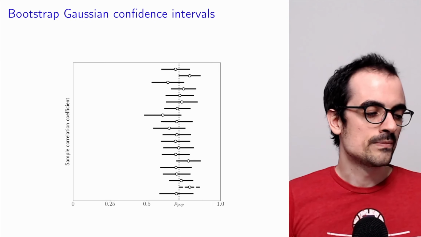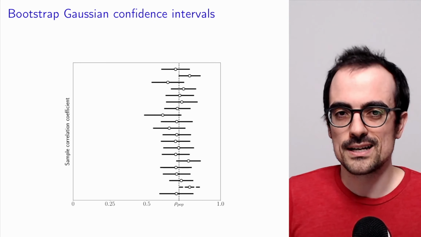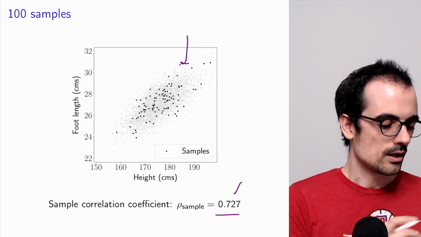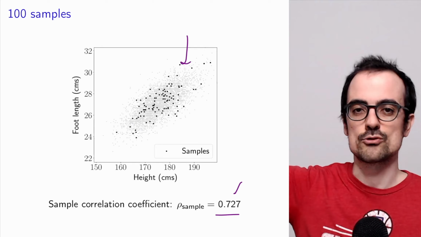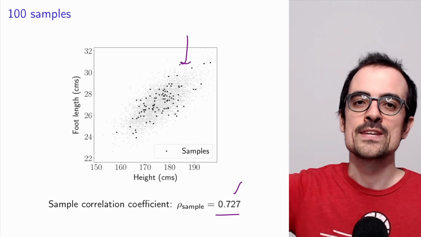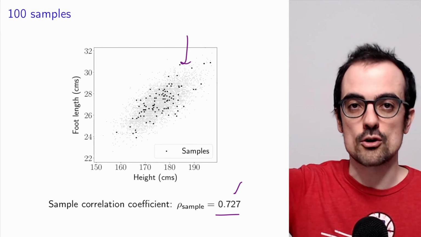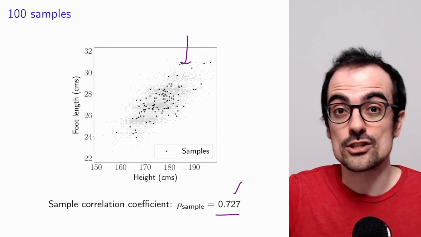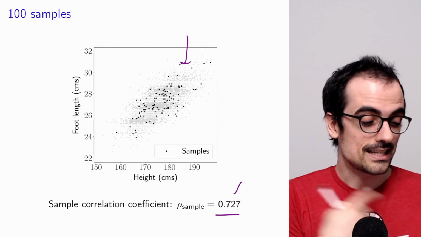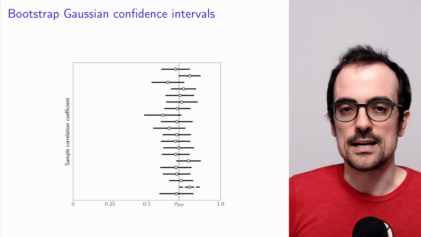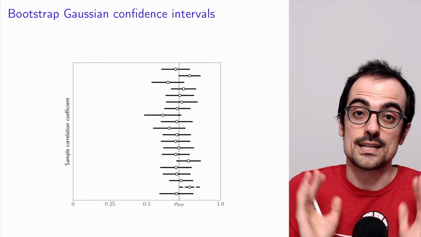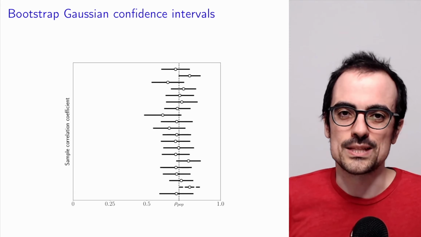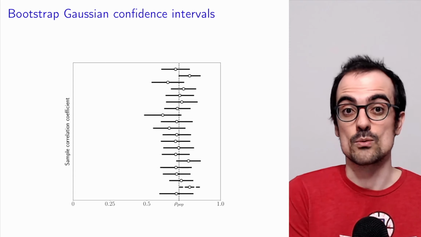So how do we do that? Well, we build bootstrap Gaussian confidence intervals. We take these 100 samples and we produce batches of 100 bootstrap samples over and over and over again, and then we compute the correlation coefficient associated to each batch, and then we compute the standard deviation of those correlation coefficients, and that enables us to build confidence intervals under the assumption that the estimator is Gaussian and that the bootstrap standard error is a good estimate of the standard error. And in this case, this actually works out pretty nicely.